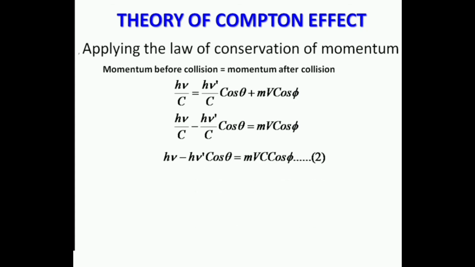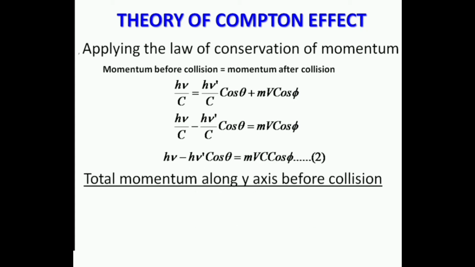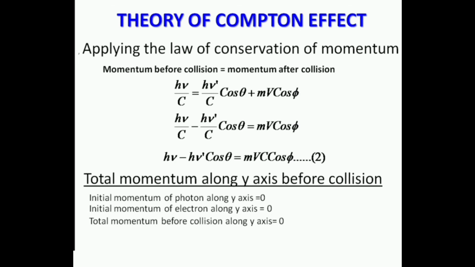it becomes mvc cos phi. Now the total momentum along the y-axis before collision: the initial momentum of the photon along the y-axis is 0, as the photon is traveling along the x-axis, and the initial momentum of the electron along the y-axis is 0. So the total momentum before collision along the y-axis is equal to 0.